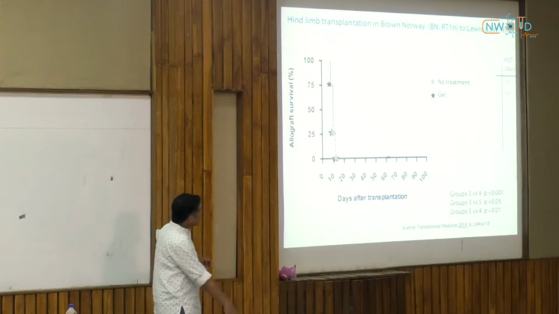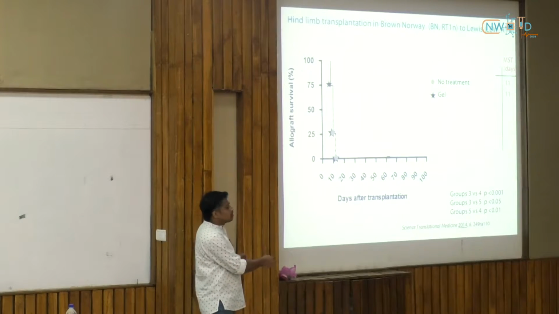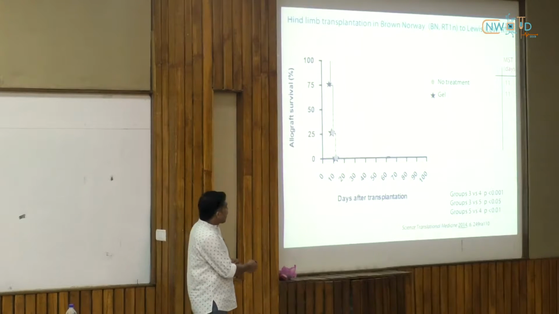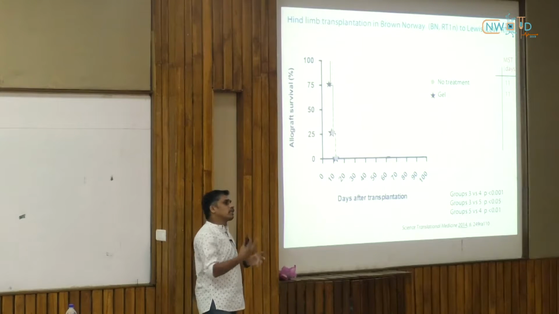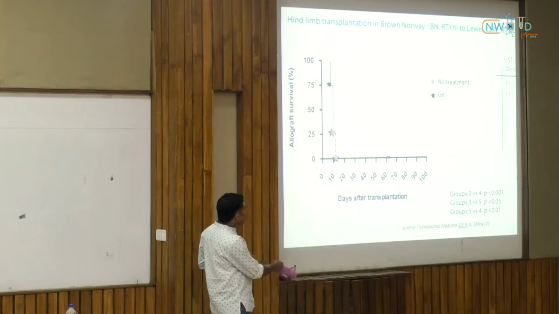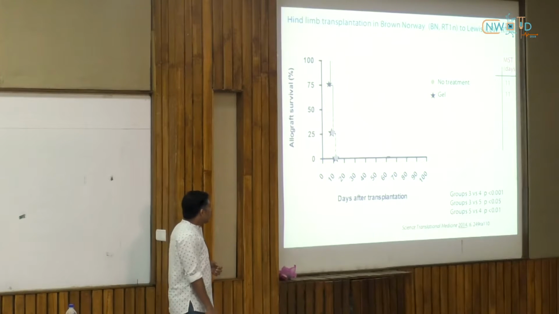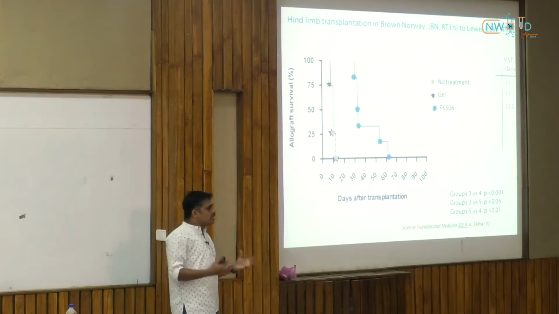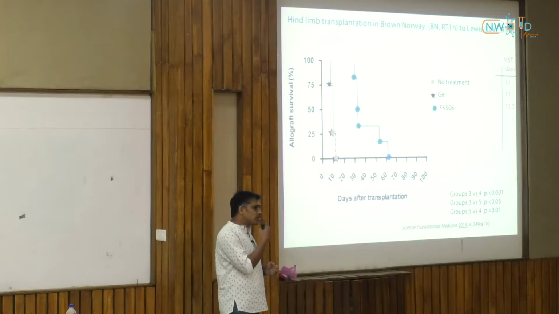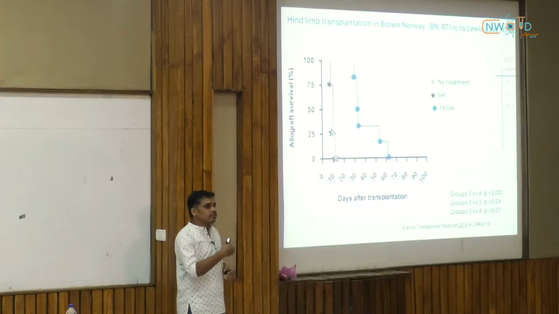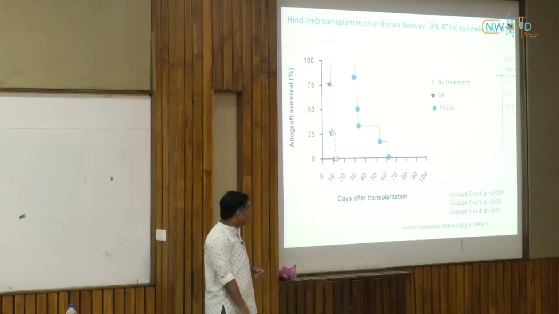Just to summarize the results, if you focus on the MST, the median survival time of the transplanted limb: after the transplantation, if you don't give any treatment or you give only gel without the drug, within 11 days, 50% of the animals rejected the transplanted organs. But then as a control, you take only the drug and do a local injection without encapsulating it in the gel. In that case, in 33 days, again 50% of the animals rejected the graft.